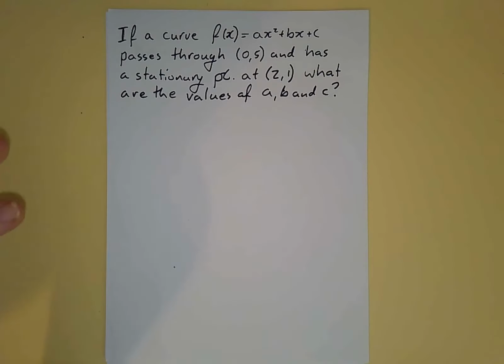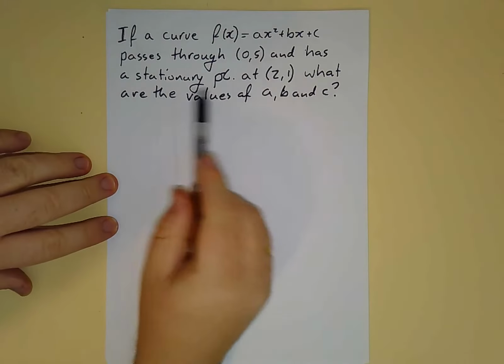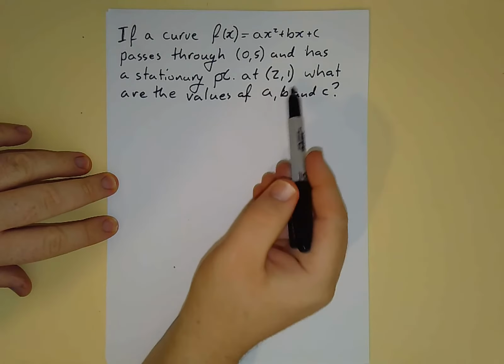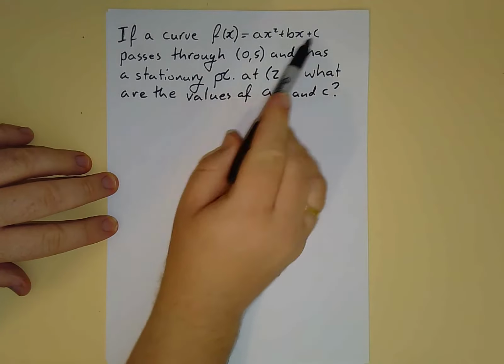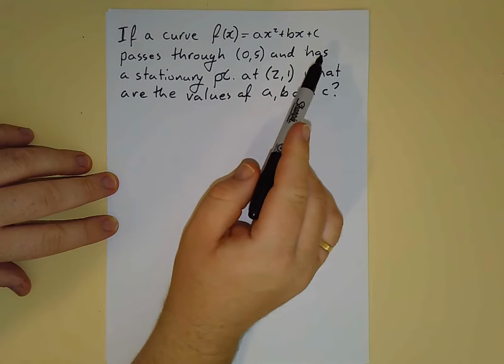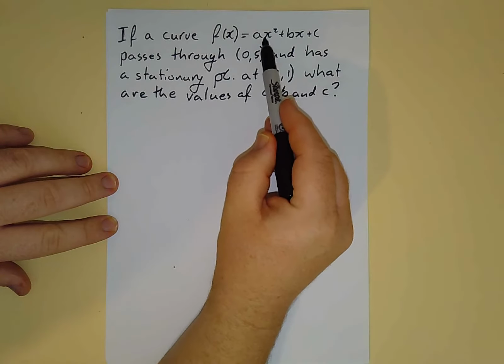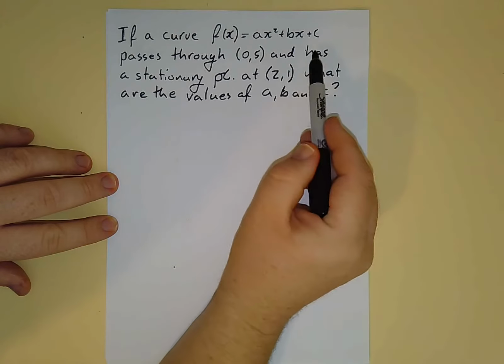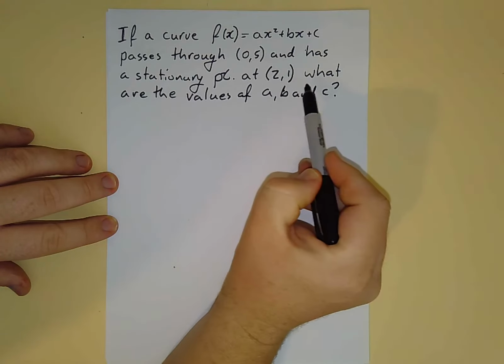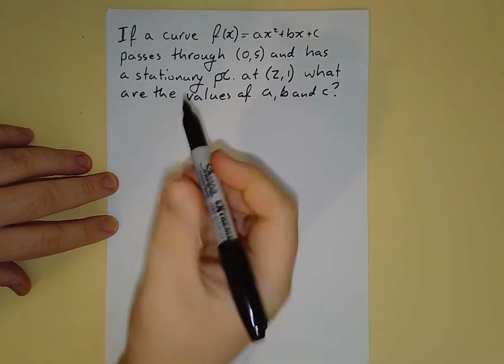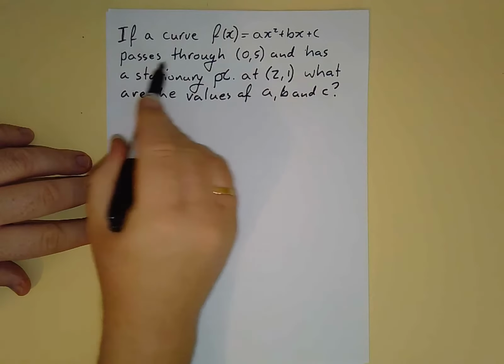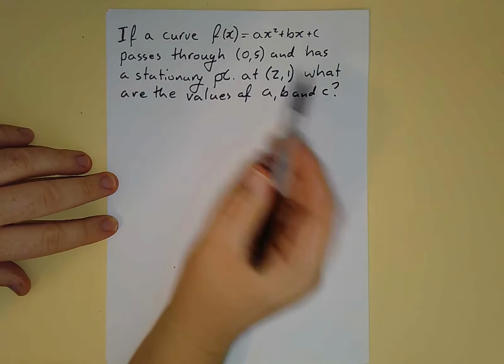In this example, we're actually given the stationary point, but we need to then use that information to determine something about the original function. So our original function has these three unknowns, ax squared plus bx plus c. We need to find them using the stationary point and this other point. So let's start with this first point. It passes through this point.